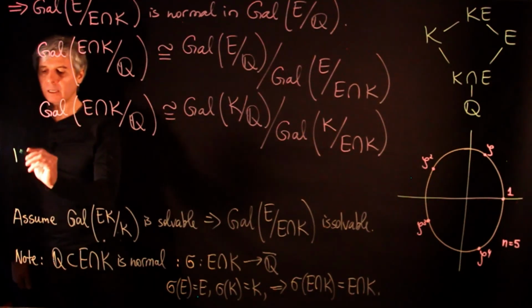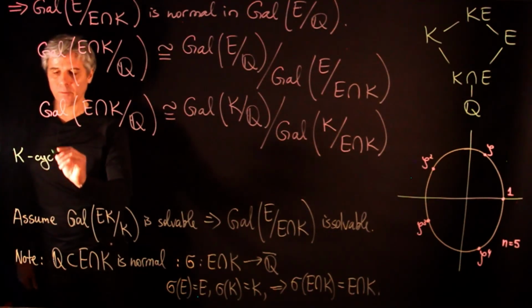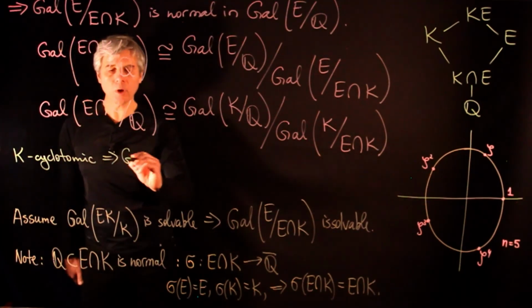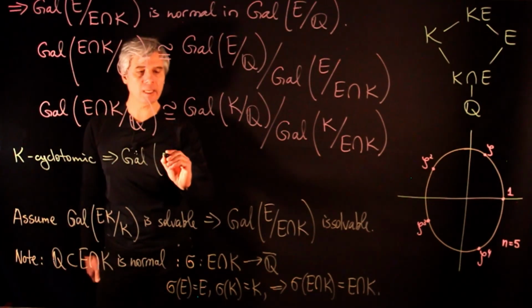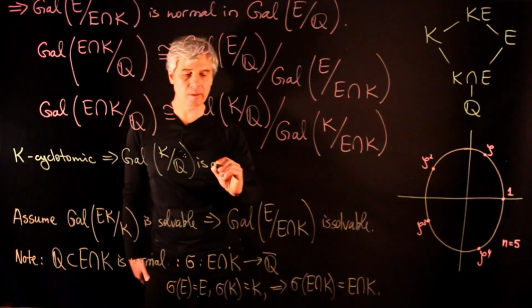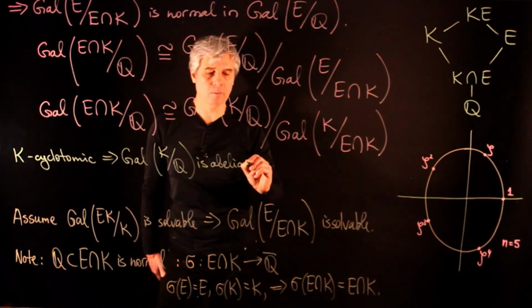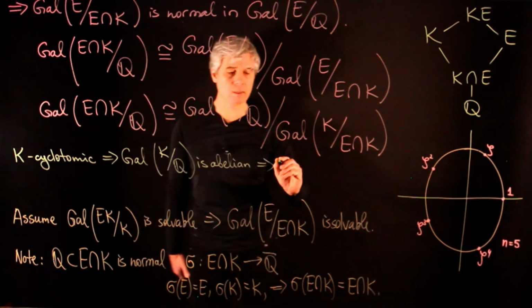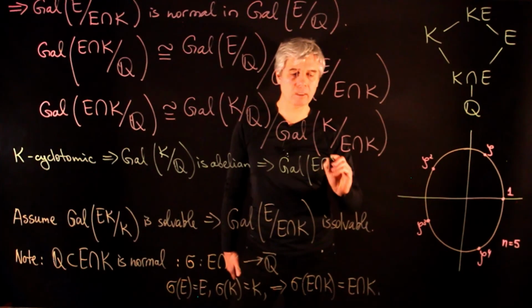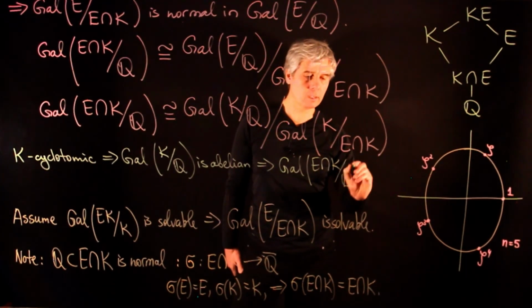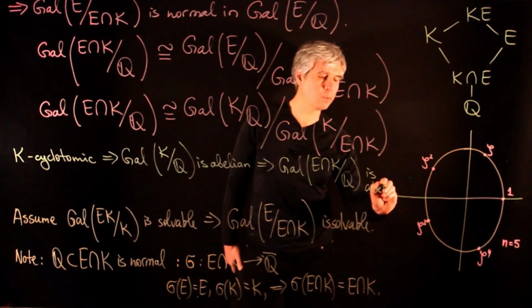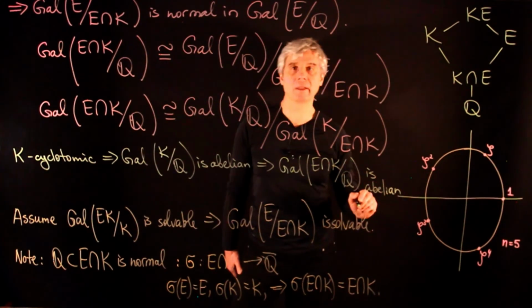But the field K here is cyclotomic. And we saw that the Galois group of K over Q is abelian. So this tells us that the Galois group of E intersected with K over Q is also abelian, because the quotient of an abelian group is abelian.